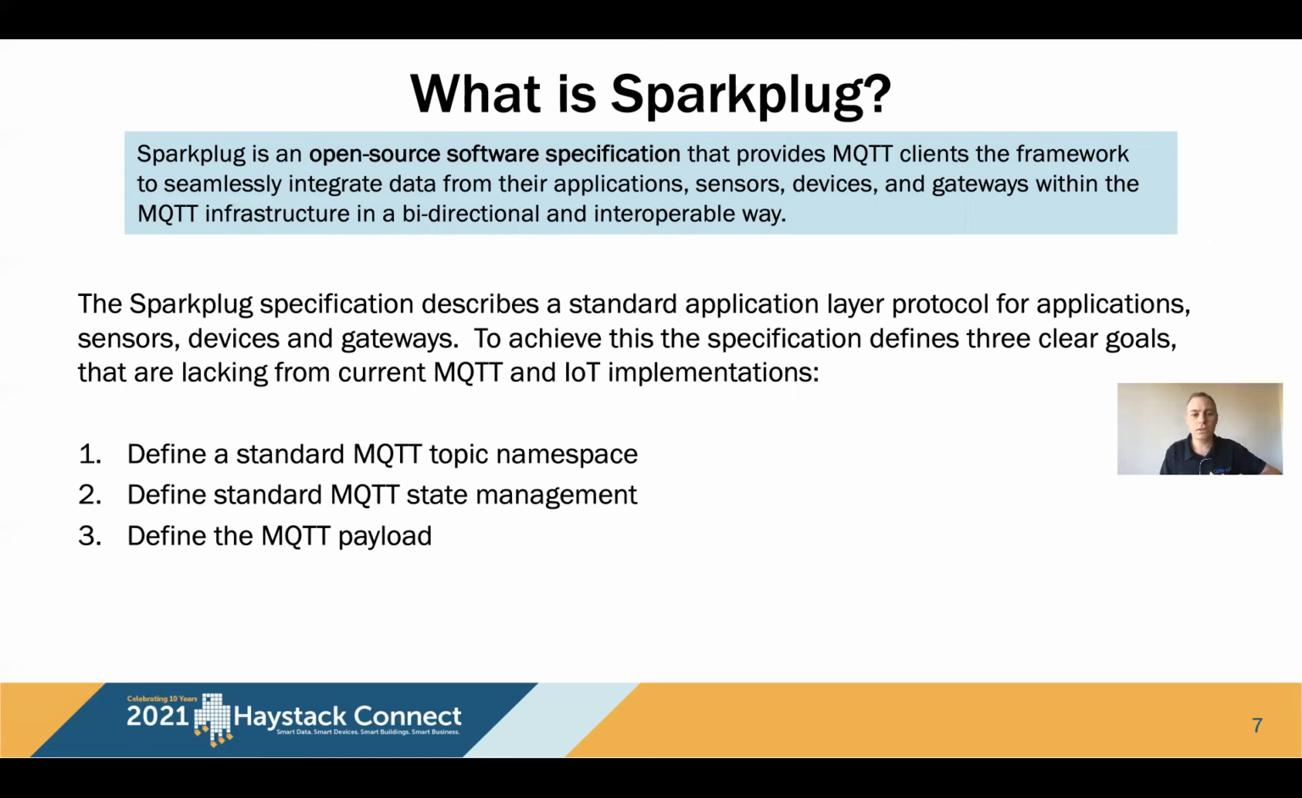And Sparkplug really seeks to solve a problem with MQTT. MQTT is great, but every MQTT implementation is customized. The topic namespaces are customized. The payloads are customized. State management doesn't really get implemented very well. So Sparkplug solves these three areas. It defines a standard topic namespace, which we'll see in a minute. It defines exactly how we can do state management. So are our devices online or offline? And we have a very well-defined payload that is binary encoded.